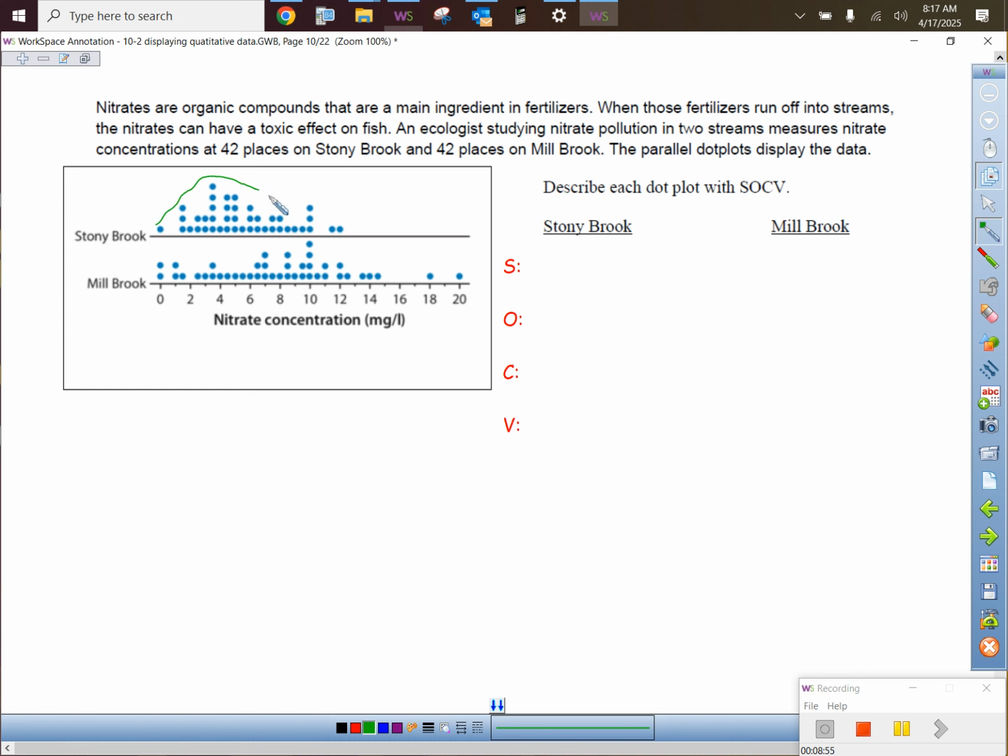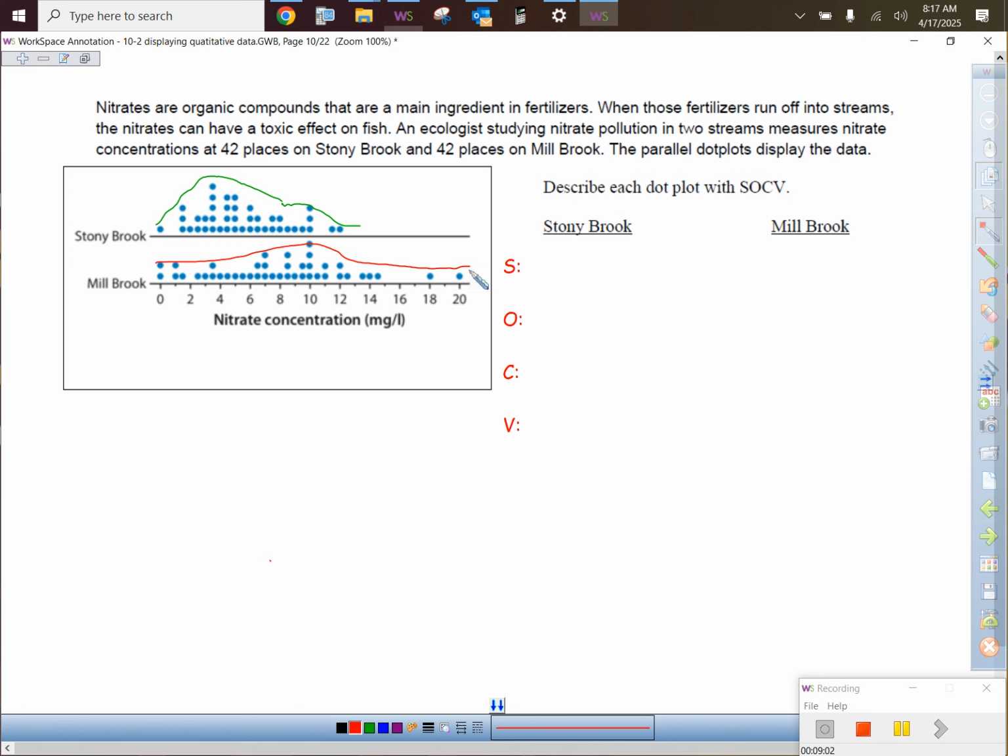Let's go to Stony Brook, and let's draw this cool little curve right here. And then the same thing for Millbrook. So you talk to a neighbor. What do you think about Stony Brook? That's the top one that I have highlighted in green. Shape-wise, let's go through the big 3, and then sometimes it could be fairly uniform or bimodal, but do you think it is fairly symmetric? Discuss with a neighbor on that. Do you think that Stony Brook is fairly symmetric?